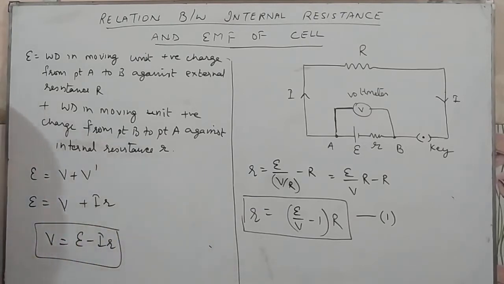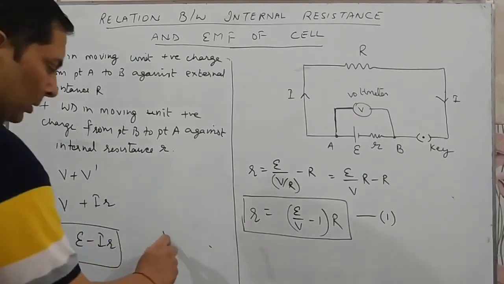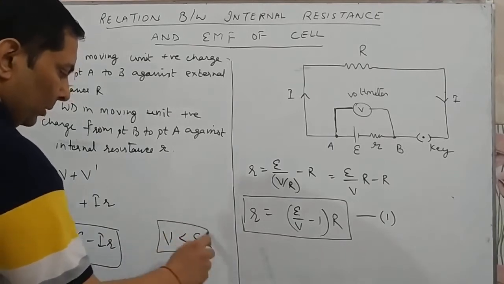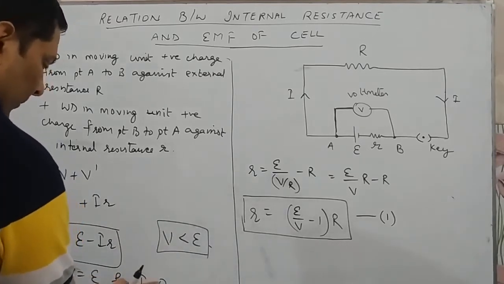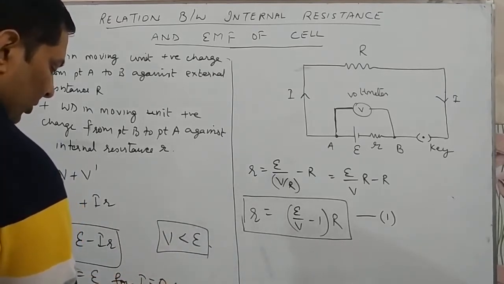This is the relation between terminal potential difference and the EMF, and it shows that V is always less than E. Why? Because whenever current I is flowing through the circuit, V is always less than E. But if I is equal to 0, V is equal to E, that is an open circuit. That was the definition.